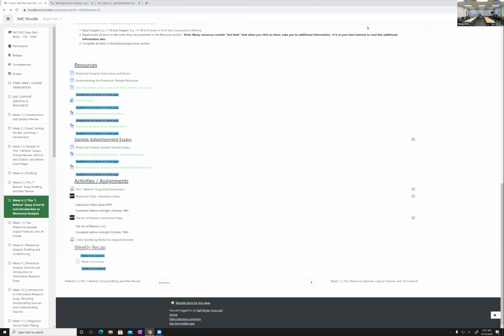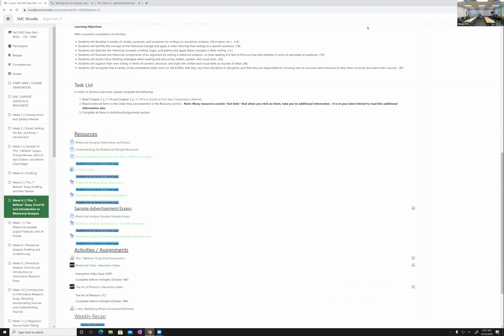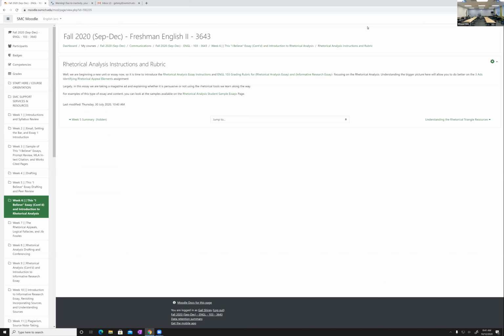And then there's 3 ads. There's a worksheet that I want you to also complete, practicing identifying elements of logos, ethos, and pathos. Now, these activities are focused on one key section in your essay. So in my mind, it's best that I go over what the end essay is going to be and where you can find those instructions.